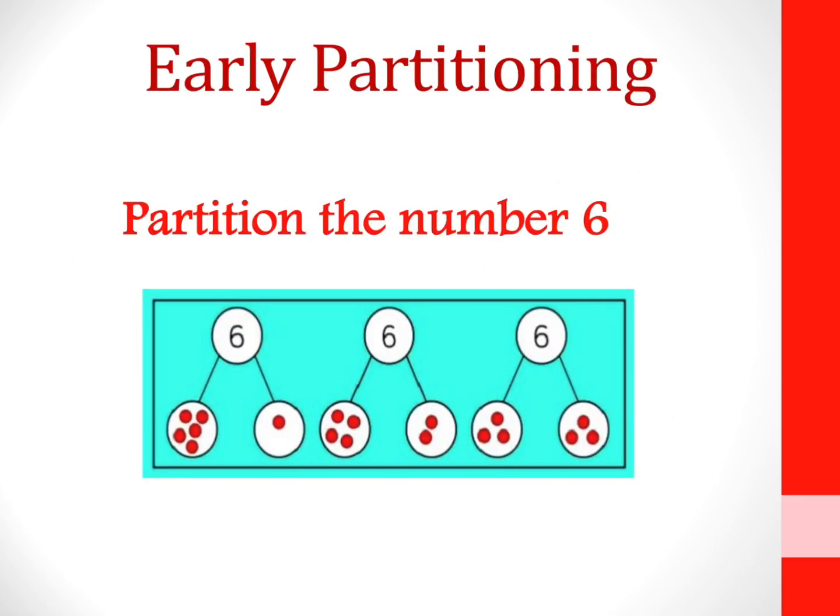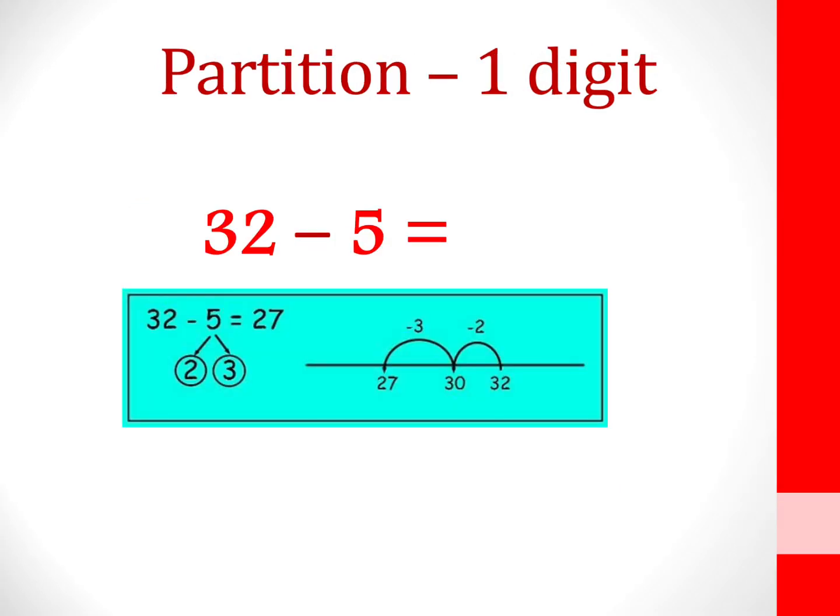In Primary 1, we encourage our children to explore how numbers are made up of smaller parts and use both concrete materials and visual representations to demonstrate this. In this example, children have used counters to partition the number 6 in a variety of ways: 5 and 1, 4 and 2, 3 and 3. It's important that children have the opportunity to see that numbers can be made up in lots of different ways. In this example, we're looking at how we can partition a single digit to make it easier to solve a subtraction problem.